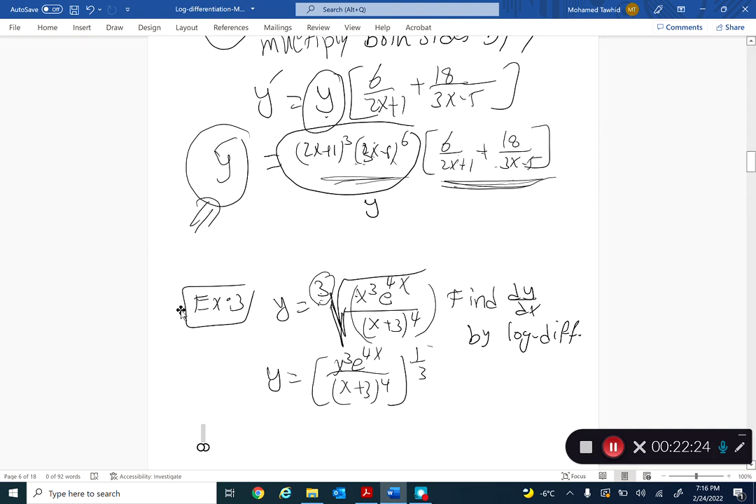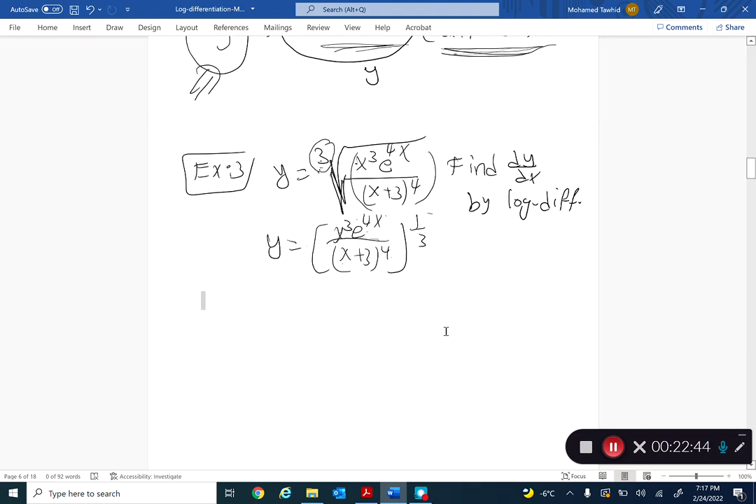As you can see here, you have power rules, you have the product rule, x cubed multiplied by e to the power 4x. Also you have exponential divided by (x plus 3) to the power 4, that is the quotient rule. So it's too many rules here. If I do it in the classic or normal way, you have to apply the product rule, you have to know the derivative of exponential e to the power 4x and so on. So now let us see how to use log differentiation.